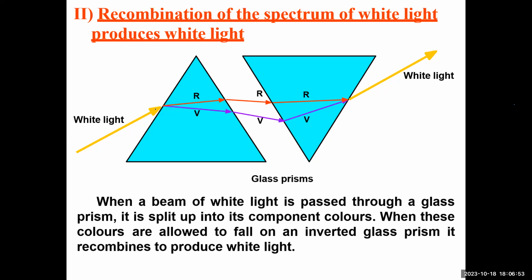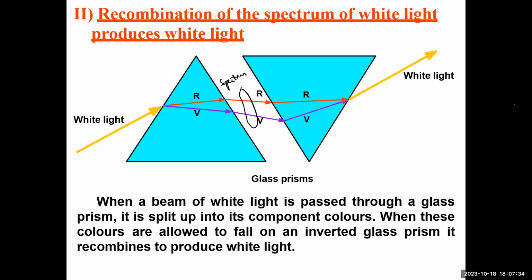A white light which enters the first prism will be converted into VIBGYOR. Red has less bending, violet has more bending. This VIBGYOR is called a spectrum. Now, if you make the spectrum of light pass through another prism in this fashion, those colors will enter the prism, and ultimately you will get a white light again. So this is a process which talks about how white light can be reconverted into white light by using two prisms. Okay, I hope it's clear to you.